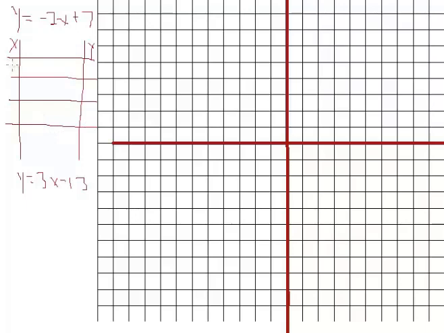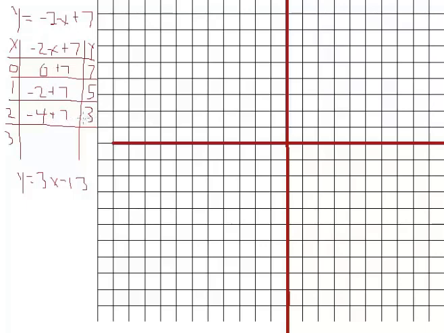Let's do, for x, 0, 1, 2, 3, and let's see how this goes. What was the equation? y equals negative 2x plus 7. So negative 2 times 0 is 0, plus 7 is, of course, 7. That's the y-intercept. Negative 2 times 1 is negative 2 plus 7. That's positive 5.